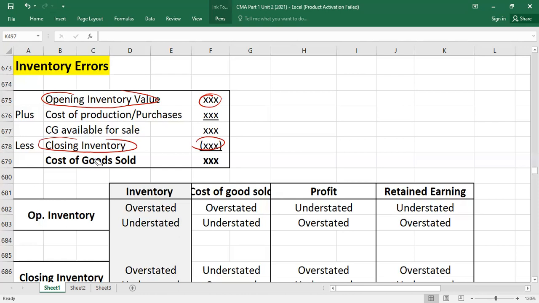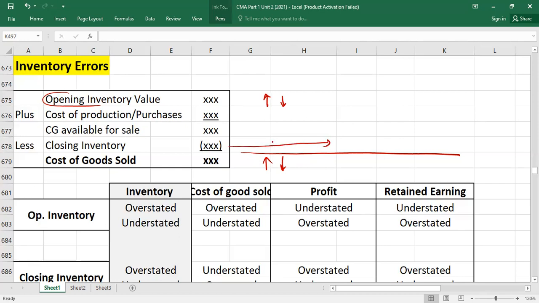So guys, starting first with the opening inventory, and then placing a line to make it simpler. If opening inventory is overstated, this arrow shows overstated. Overstated means you have written more than actual. So what will be the effect on cost of goods sold? Cost of goods sold will increase. Why? Because you are adding a bigger value to the cost of goods sold. Second scenario: if opening inventory is understated, cost of goods sold will also be understated because you are adding a smaller value. Understood?